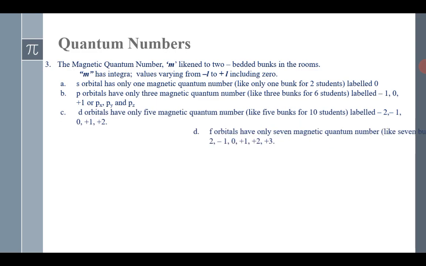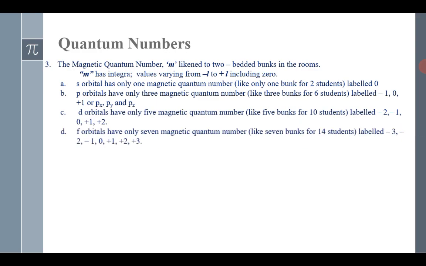And then last but not the least, there is the f orbital that can take a maximum of 14 electrons. That's 14 students in that room. We need 7 bunks. So it has 7 magnetic quantum numbers labeled from -3 to -2 to -1 to 0 to +1 to +2 and then to +3.